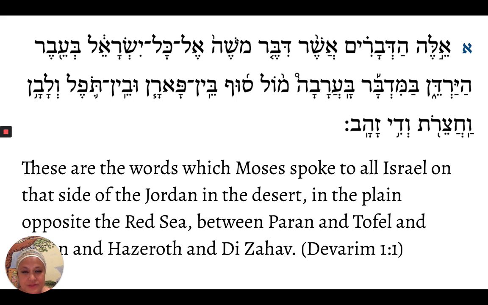And then we have a mem. And this dot right here is the marker for the shin, which means it's a shin instead of a sin. But it also is the vowel for the mem, which is a cholem. And cholem says o. So this is mo. And this is a shin with a segol. And this segol says e. And then the hey is just silent. She. Moshe. Okay, Moshe.